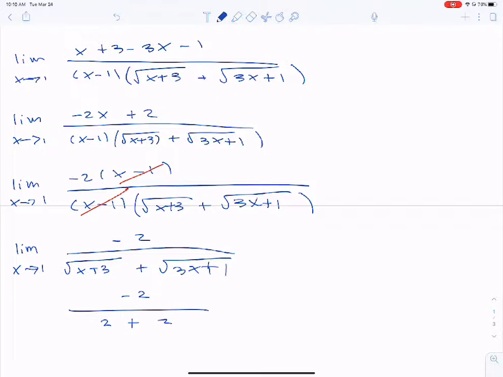Kind of a long problem, but hopefully it was fairly straightforward. Okay, let's keep on moving on.